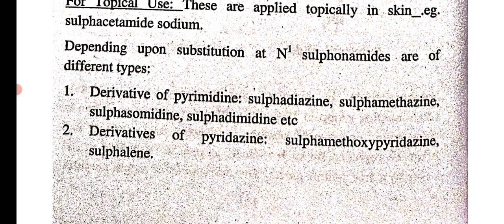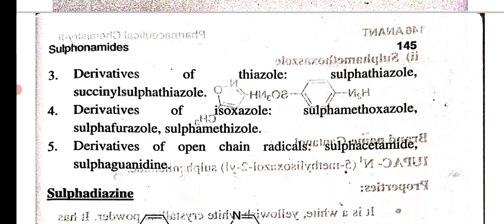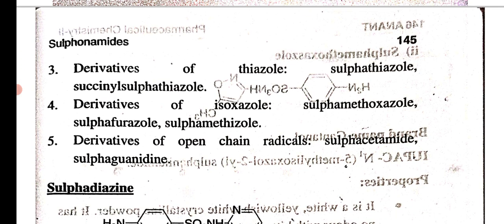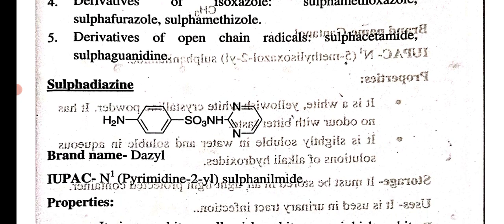The drugs which come under the pyrimidine derivatives are sulfadiazine, sulfamethazine, sulfasomidine, sulfadimidine, etc. The derivatives of pyridine are sulfamethoxypyridazine and sulfaline. Thiazole derivatives are sulfathiazole and succinyl sulfathiazole. Isoxazole derivatives are sulfamethoxazole, sulfafurazole, and sulfamethizole. Now we are going to discuss the drugs individually.